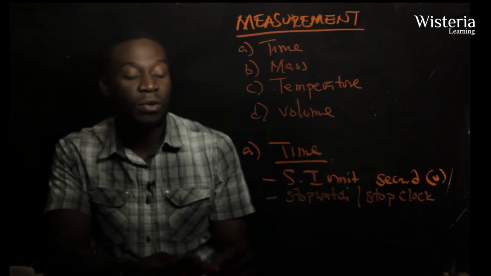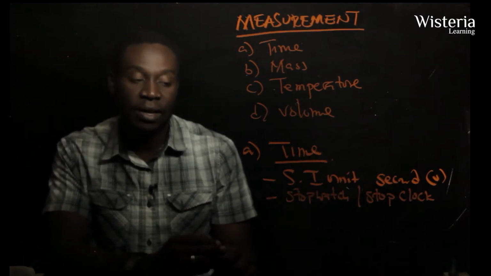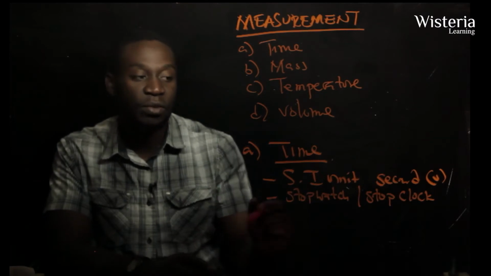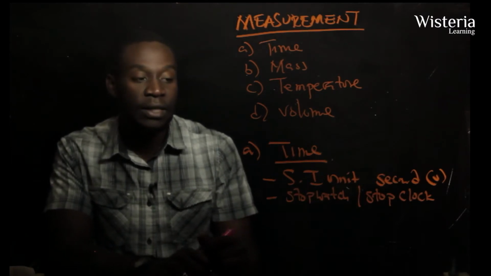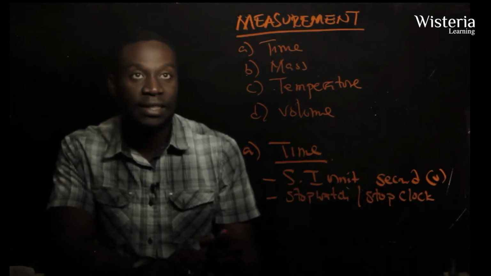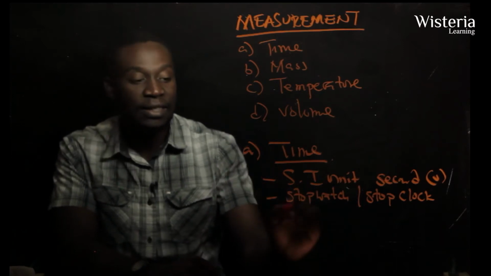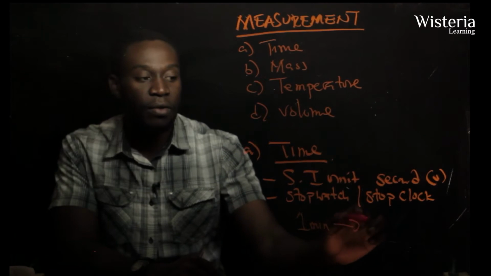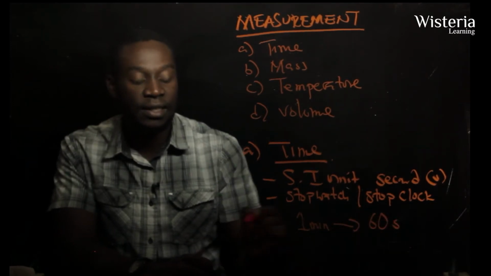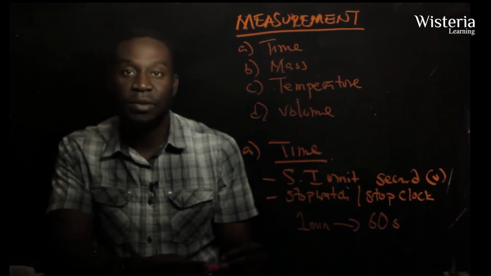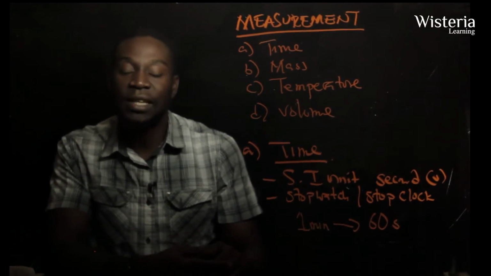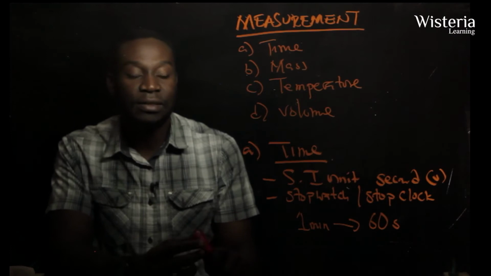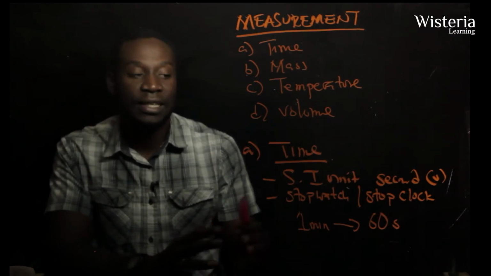Okay. So you need to know the SI unit for time, and you also need to know what you use to measure time. So we use the stopwatch or a stopclock. So we say time is measured in seconds, and in a minute there are 60 seconds. So in 1 minute we have 60 seconds. So most questions that will be asked in chemistry, especially under the rates of chemical reactions, you'll be given time in minutes, which you have to convert into seconds.